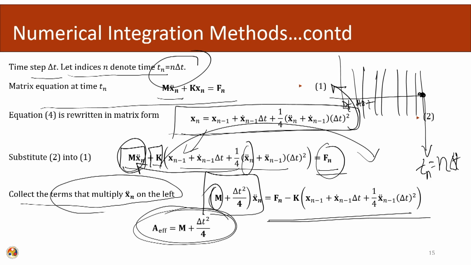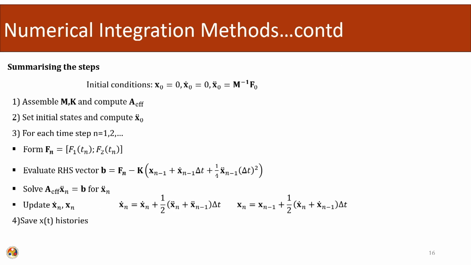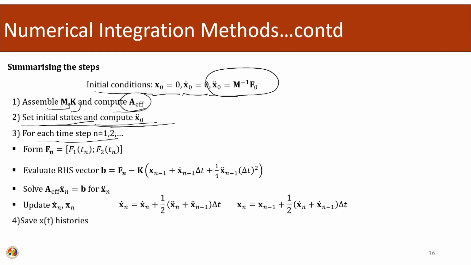Continuing from there, similarly we use the same time marching method that we used previously. We have an initial condition at time t equals 0: displacement is 0, velocity is 0, acceleration is given by this term. Then we assemble the mass matrix, stiffness matrix and compute again the A effective. We set the initial states and compute the initial acceleration, and for each time step we are marching in time t: delta t, 2 delta t and so on and so forth.